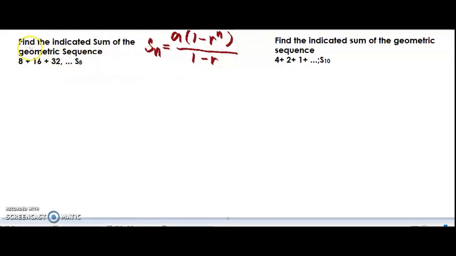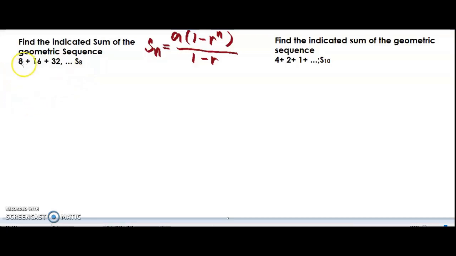So let's have, for example, this problem over here. We have: find the indicated sum of the geometric sequence 8 plus 16 plus 32, and this pattern has 8 terms. So ano yung sum ng pattern na ito hanggang 8 terms? Kung i-generate natin to guys hanggang 8 terms, medyo madami siya. So instead of finding the missing 5 terms and then adding them, we can use this formula to solve for the sum of this sequence.